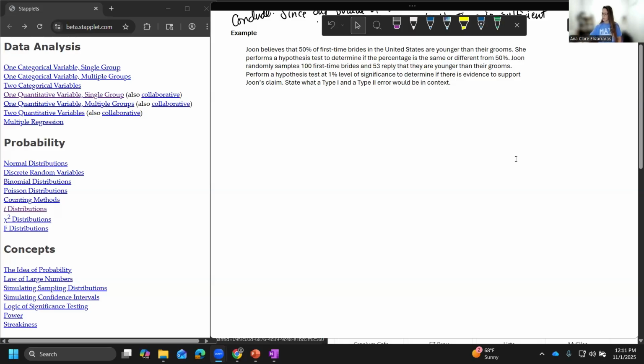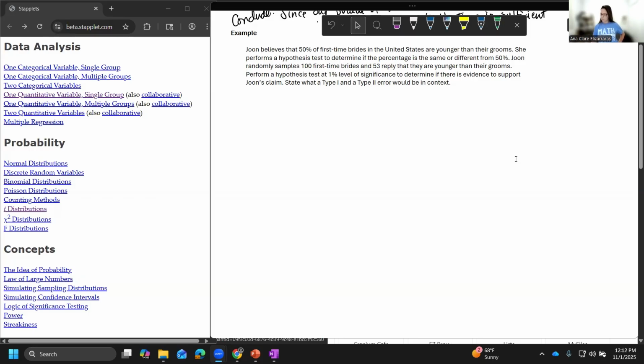We are focusing on statistics today. We are performing a hypothesis test all the way through. We're going to be setting up our hypotheses, checking conditions, calculating the test statistic, and then determining whether there is evidence in our conclusion and doing that in context. So let's get into this problem and highlight the important things before we set up our null and alternative hypothesis.